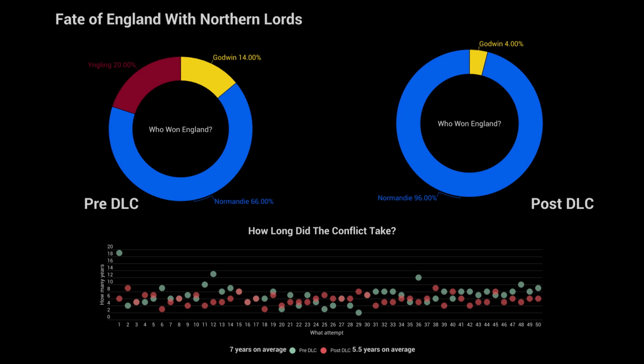In conclusion, with the DLC of Northern Lords, Normandy is outproducing the other 2 because he has a better quality force and he's taking more allies than the other 2. It also helps that Godwin is sapping most of his strength on Yngling before facing Normandy.